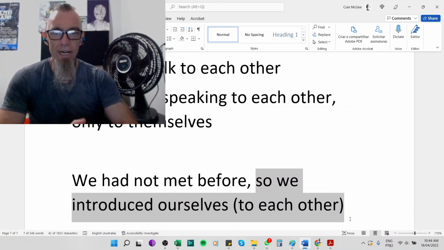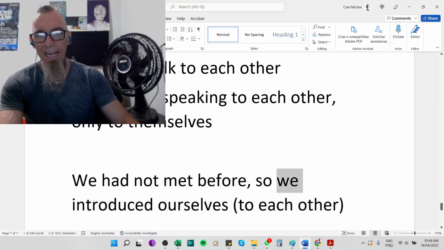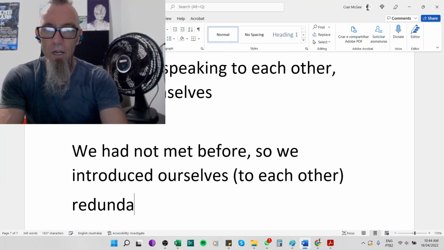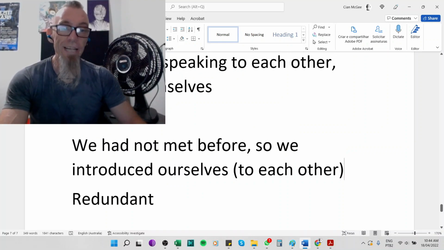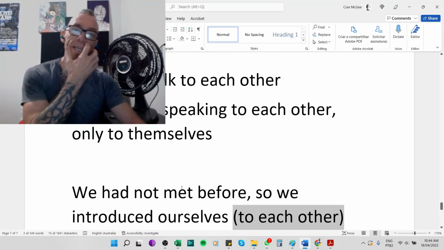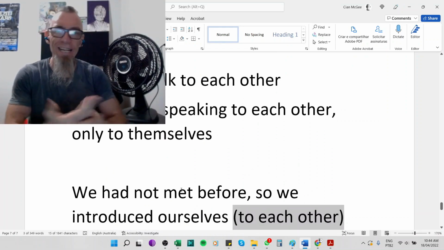Perfectly fine. But this is the most important part. We introduced ourselves. Each one did it. This is just repetition. You're just repeating the same idea. So it is redundant. It's unnecessary. It doesn't improve the sentence at all. And this is one thing to think about when you're writing or doing anything.